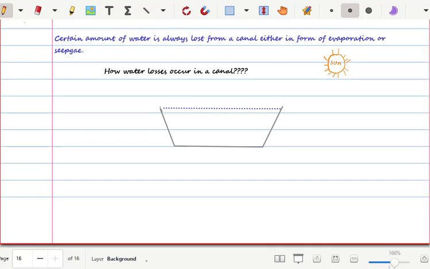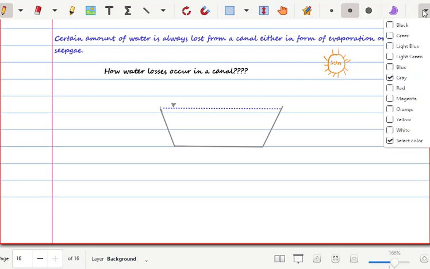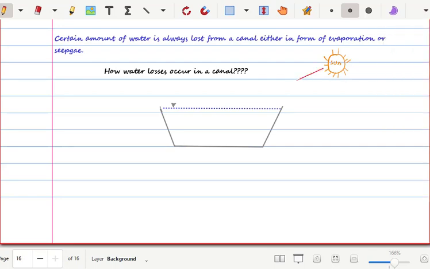This is our full capacity of canal, the water level of the canal. And let's say the sun provides heat, right? When the sun heats up the water in this canal, then what is going to happen? Obviously, this water from the surface will start to evaporate, right? Evaporation will occur.